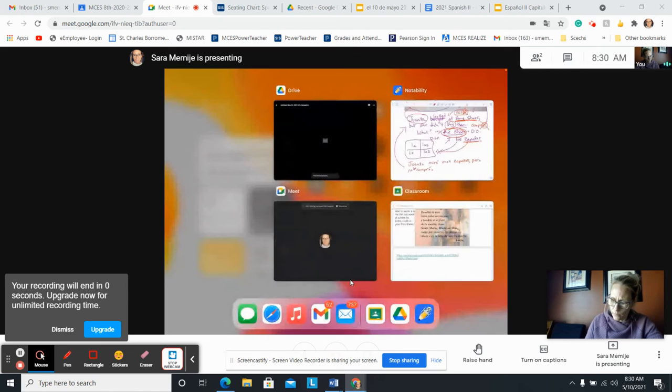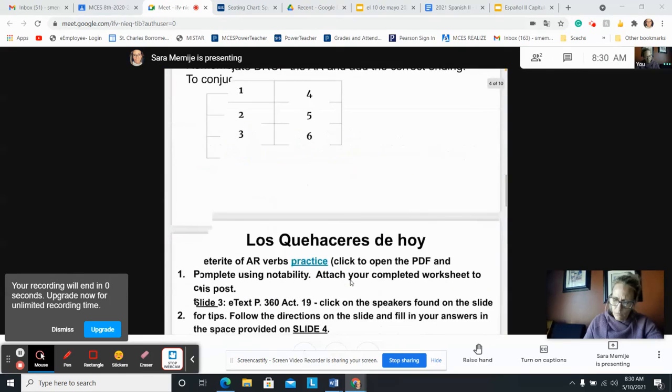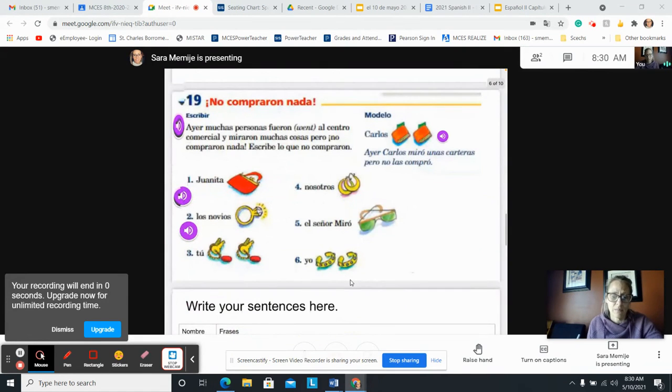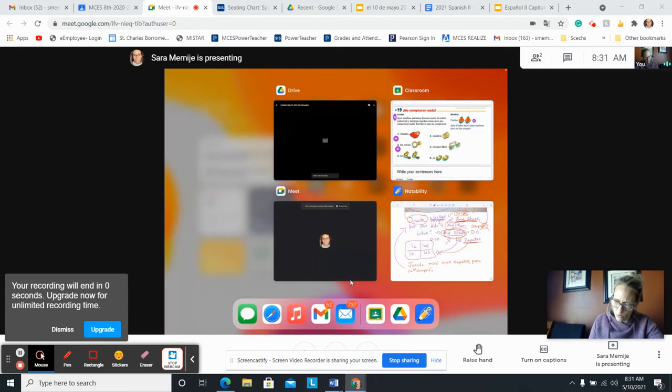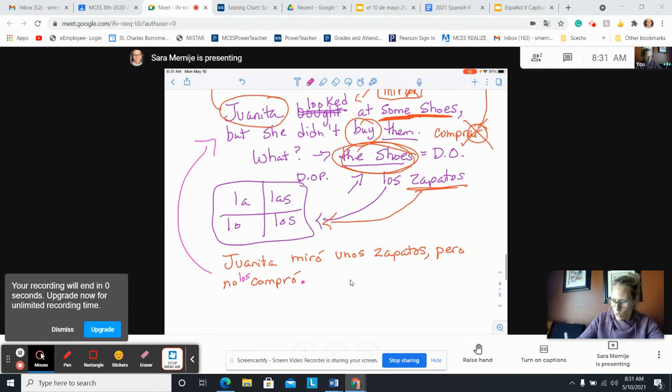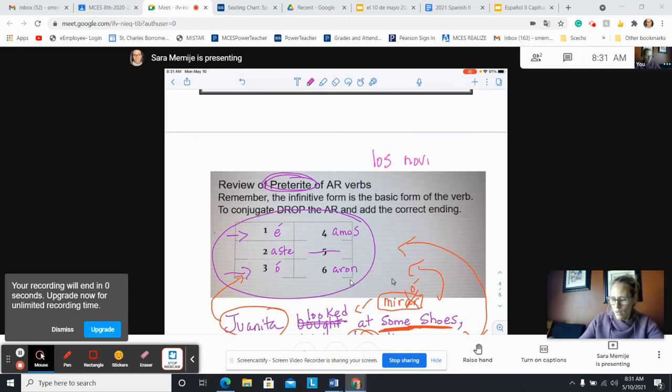So what you're going to do is go through the rest of these and do that same thing. Look at the model for Carlos. Number 1, we're looking at Juanita. The problem is, number 2, we're no longer talking about Juanita. Now we're talking about los novios. Los novios, novio, boyfriend, novia, girlfriend. Make it plural. We're talking about the boyfriend and girlfriend, plural.